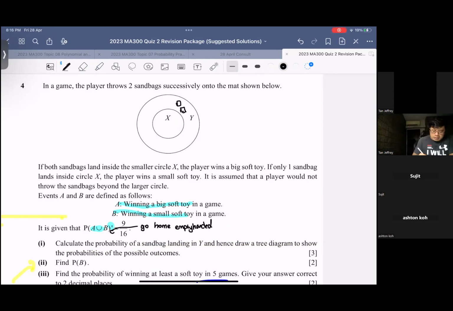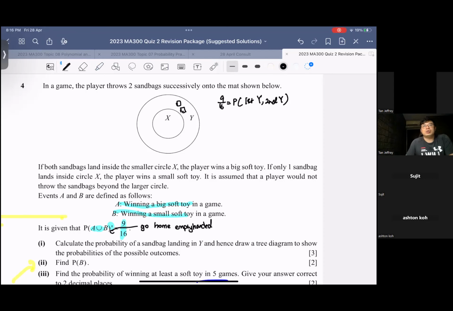Basically this 9 over 16 that you see over here is actually the probability that the first lands in Y and the second also lands in Y. Is that okay?